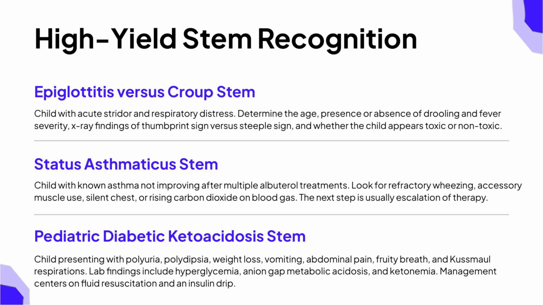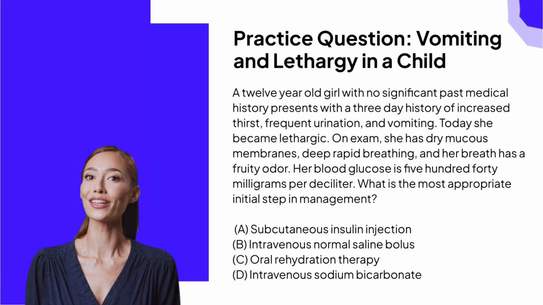For pediatric diabetic ketoacidosis, the classic presentation includes polyuria, polydipsia, weight loss, vomiting, abdominal pain, fruity breath, and deep rapid respirations with hyperglycemia, anion gap metabolic acidosis, and ketonemia. These stems repeat over and over on practice questions and on the real exam. Let us work through our first practice question.